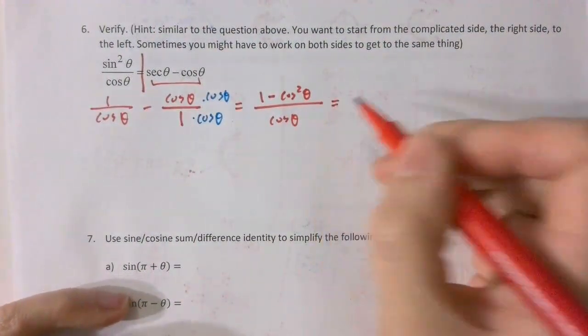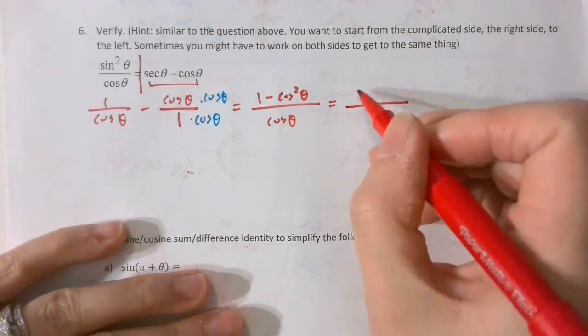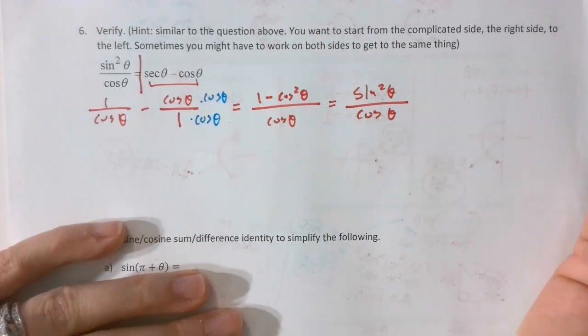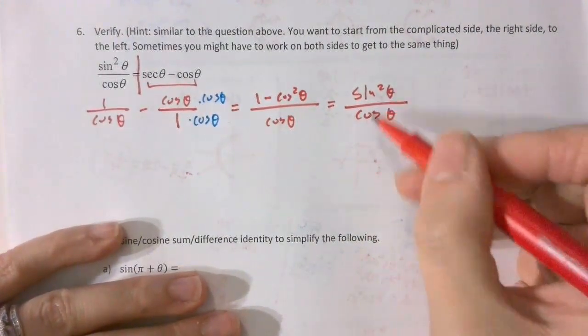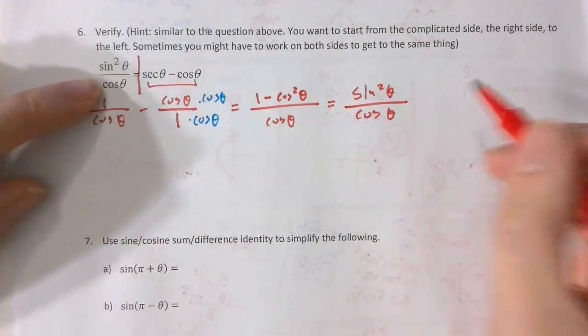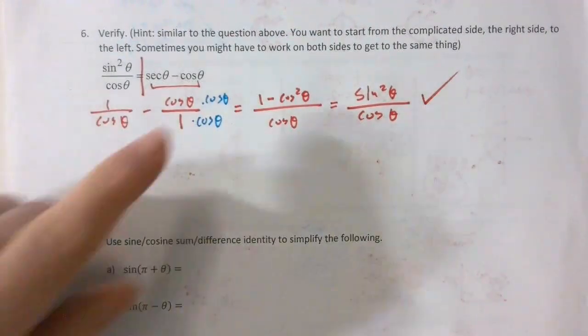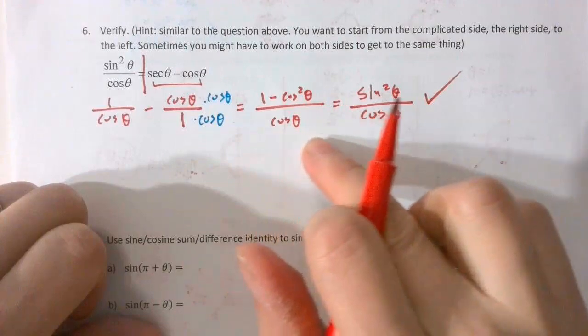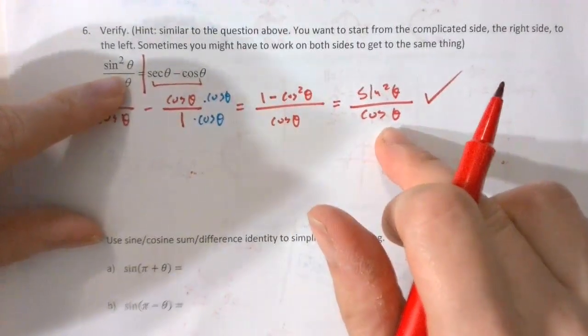All right, what is 1 minus cosine square theta? That is sine square theta over cosine of theta. Oh, look at that. What does that look like? That looks like the left side. I'm done. Right? So I started from the right side of the equation. I did all the magic using the Pythagorean identity. I ended up with the left side. I'm done. That was easy.